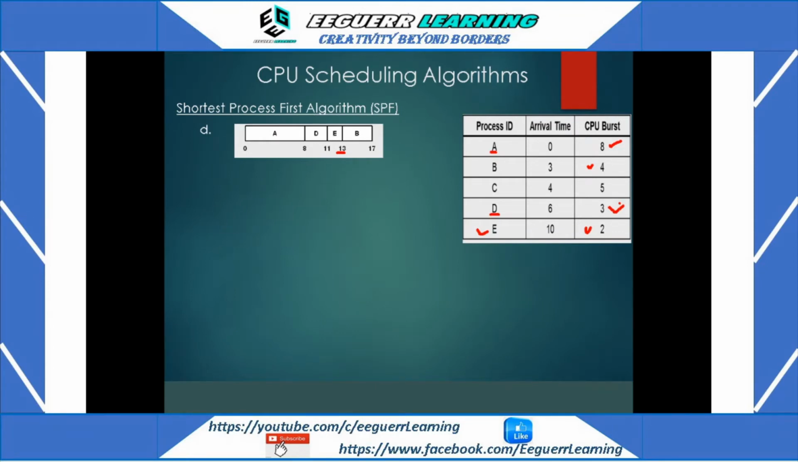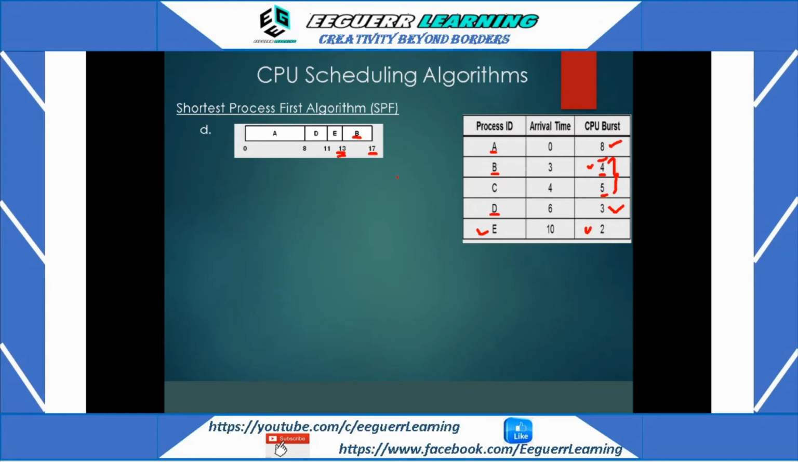And the only remaining processes are 4 and 5, or B and C, and they will be compared here. So which is the shortest process? The scheduler will choose 4 because 4 is less than 5. So 4, the process ID is B, and it will be placed in our Gantt chart, process B, and we will add it to 13. 13 plus 4 will give us 17.